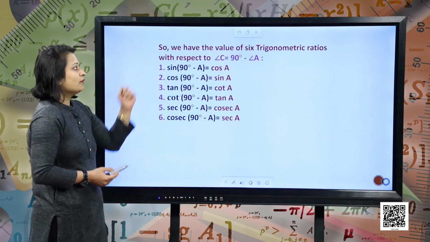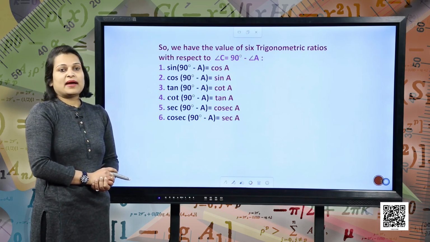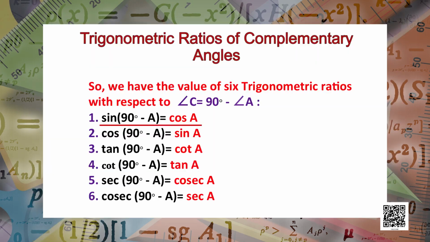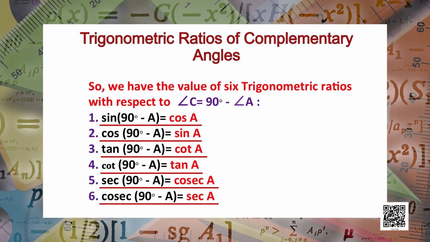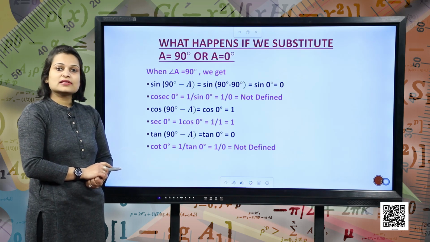So, we have the values of 6 trigonometric ratios with respect to angle C, which is 90 degree minus A: sin of 90 degree minus A is cos A, cos of 90 degree minus A is sin A, tan of 90 degree minus A is cot A, cot of 90 degree minus A is tan A, secant of 90 degree minus A is cosecant A, and cosecant of 90 degree minus A is secant A. Now, what will happen if we substitute A as 90 degree or A as 0 degree?